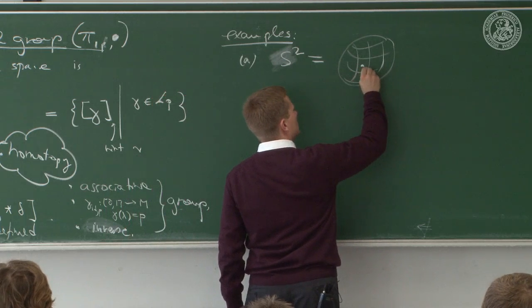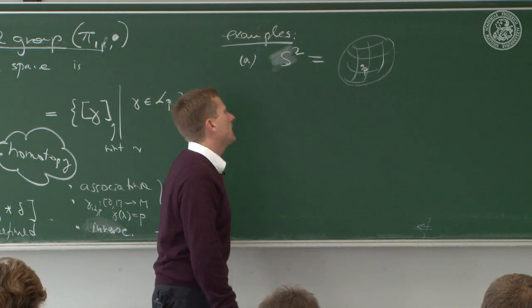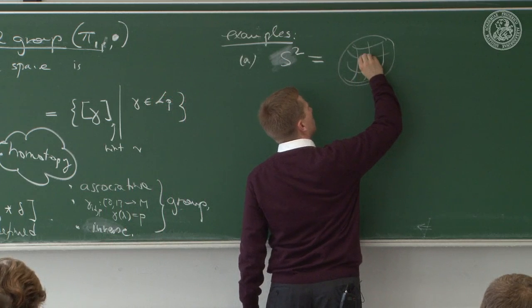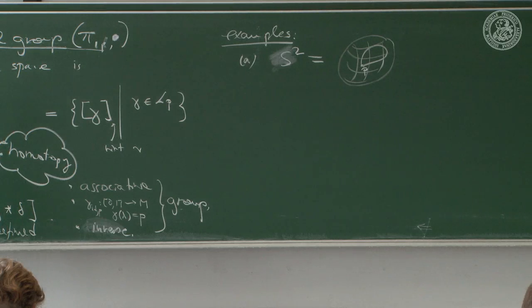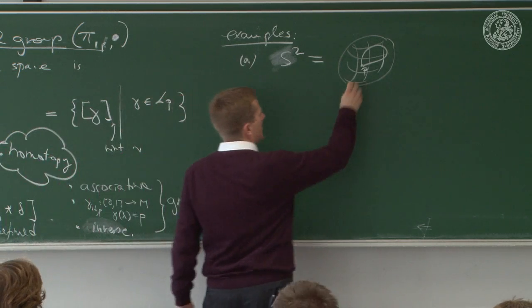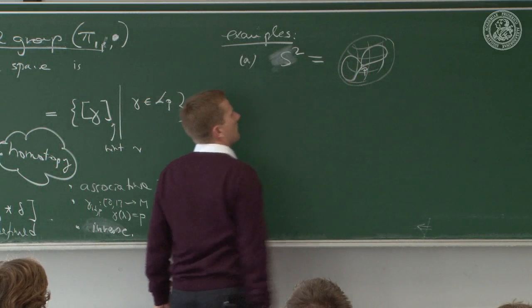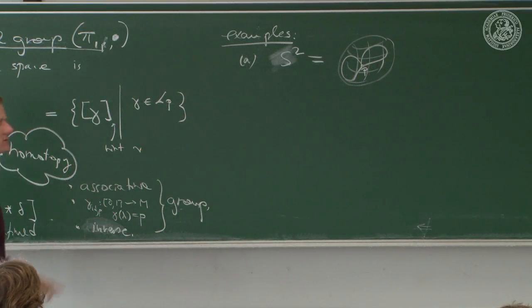Now I go to a point P, and I make a loop. How does this loop differ from any other loop I have? By differing, I mean up to homotopy. The answer is all the loops are homotopic to each other.